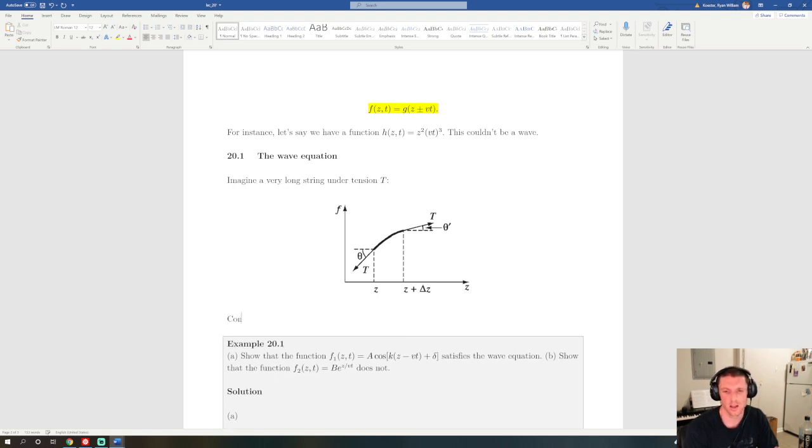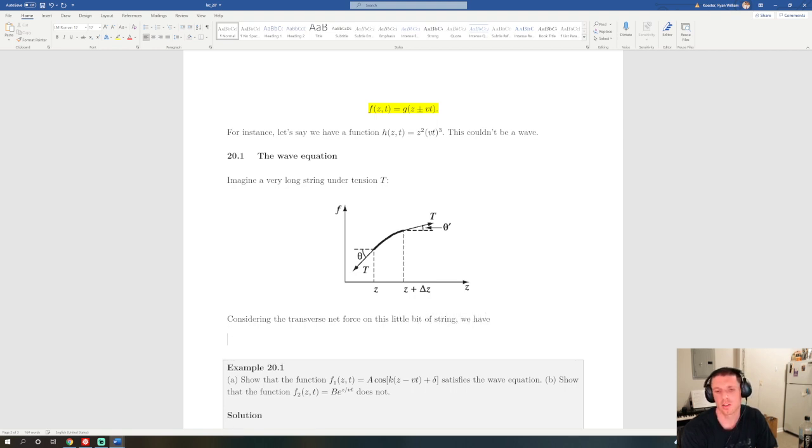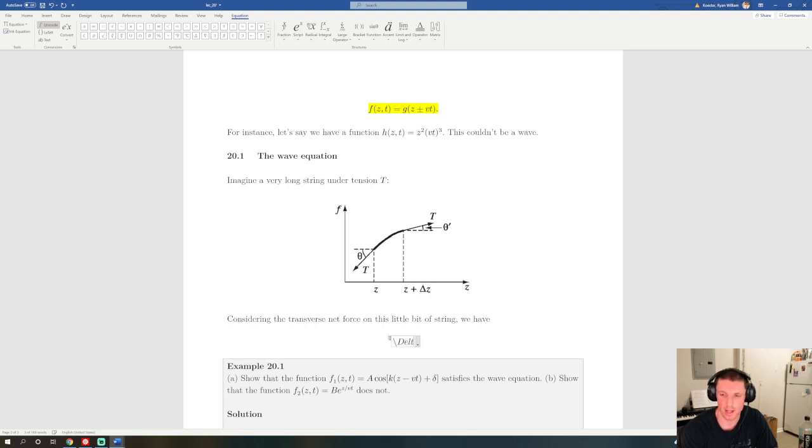Considering the transverse net force on this little bit of string, this is just going to be a difference of forces, so I'm going to write delta F here. If we identify the positive transverse direction to be pointing up, then on the right we have T sine theta prime, and on the left we're going to have minus T sine theta.